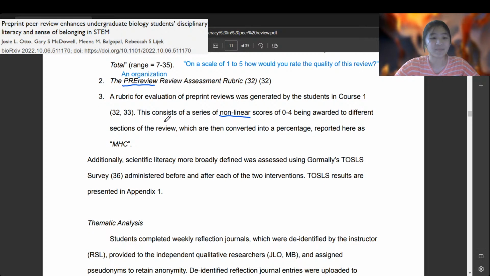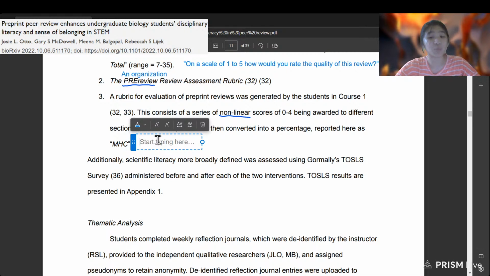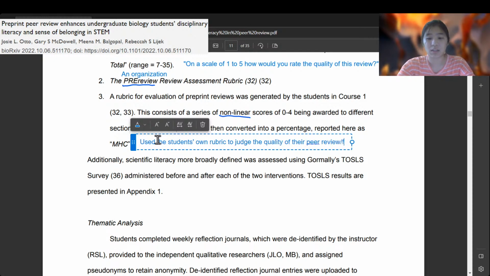So basically, the important part here is that another measurement they used to measure the quality of the peer review that these students did was their own rubric. So they use the students' own rubric to judge the quality of their peer review and feedback.